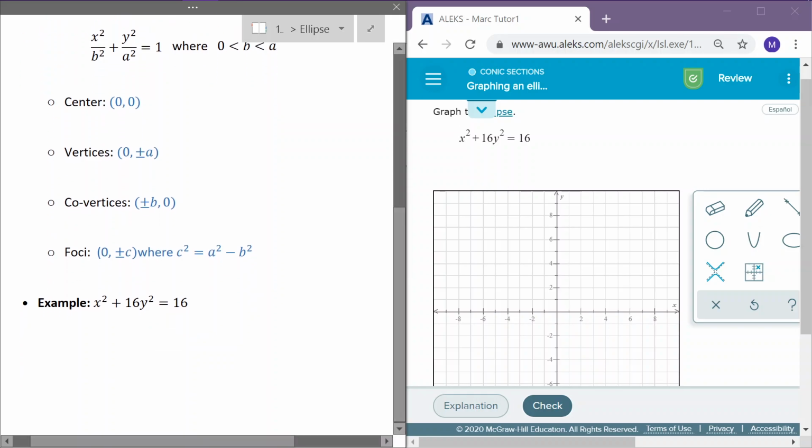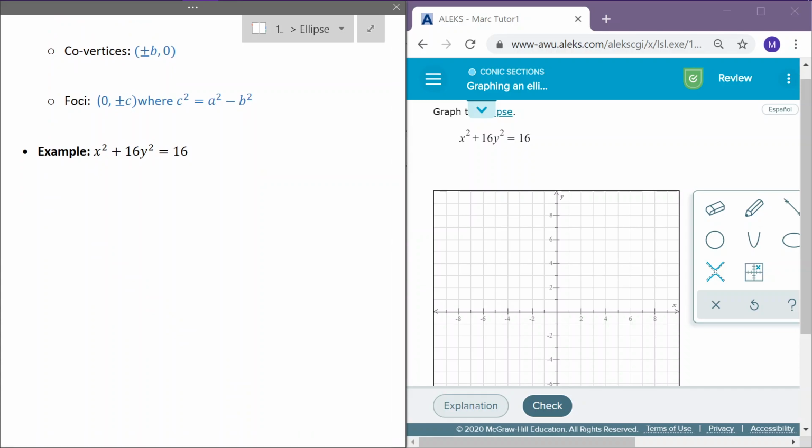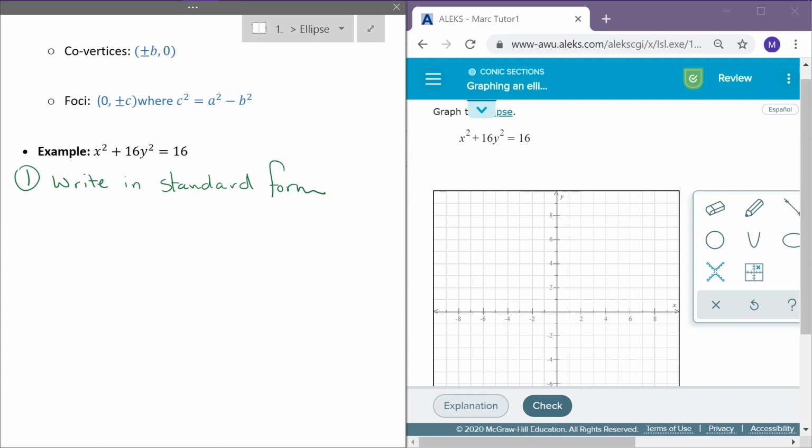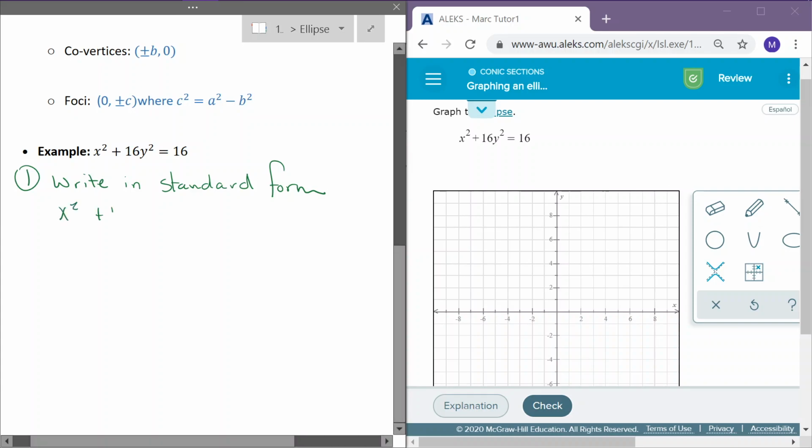So let's look at a quick example. In this example, we have x squared plus 16y squared equals 16. So the first thing we want to do is write it in standard form and identify whether it's a horizontal major axis or a vertical major axis ellipse. So if we have x squared plus 16y squared equals 16, we need one side to be equal to 1. So we're going to divide by 16.